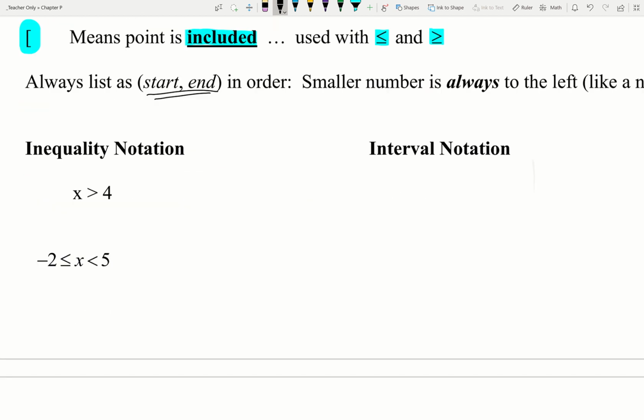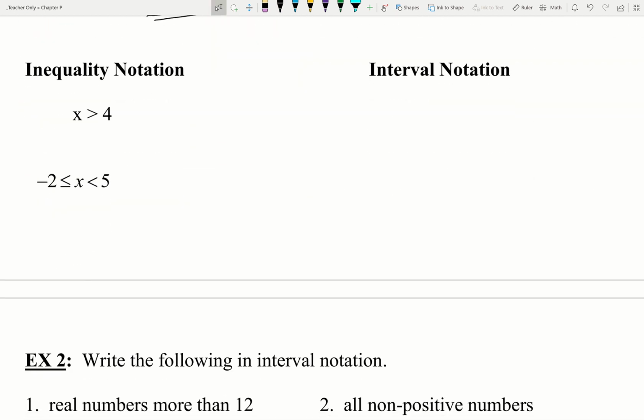So a couple of different examples here. We're going to convert between inequality notation and interval notation. Here, this inequality notation says x is greater than 4. So if I were to write out a verbal description for that, what we want to convey is this idea of all numbers that are greater than 4. Okay? So all numbers that are greater than 4. So you could think of some examples that would fit that description, right? So numbers like 5, 6, 7, etc. These are all numbers that are greater than 4.